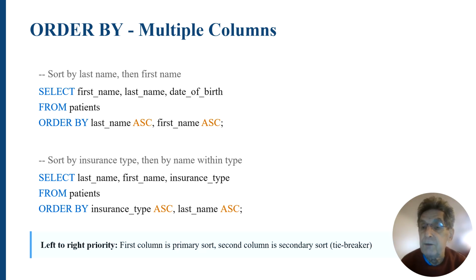The key is left to right priority. The first column is your primary sort. The second column only matters when the first column has ties. Think of it as sort by this, and if there are ties, break them by that. You can mix ascending and descending in multi-column sorts. So if you say order by encounter date descending, last name ascending, it would show the most recent encounters first, and within the encounters on the same date, sort them alphabetically by name.